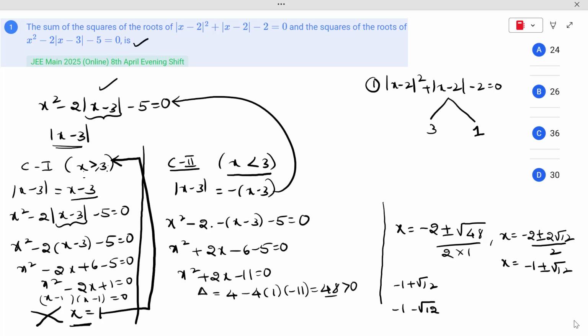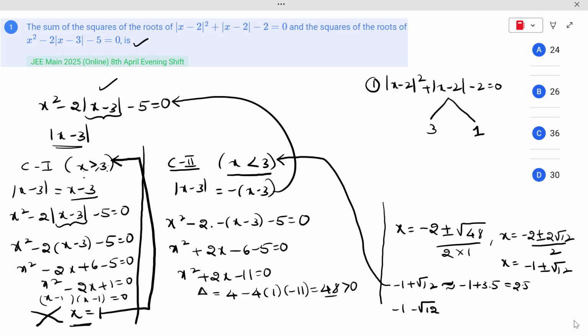Now let us understand if at least one of the roots is valid, or none of the roots is valid, or both the roots are valid. Sir, how can I understand whether the roots are valid or not? Simple. Are these roots satisfying the original case, that is x should be less than 3? Now how to understand, sir? I don't know root 12. So roughly try to guess a value of root 12. Root 12 is between root 9 and root 16, that is, root 9 is 3, root 16 is 4. So you take 3.5. So the first root is approximately minus 1 plus 3.5, which is 2.5.